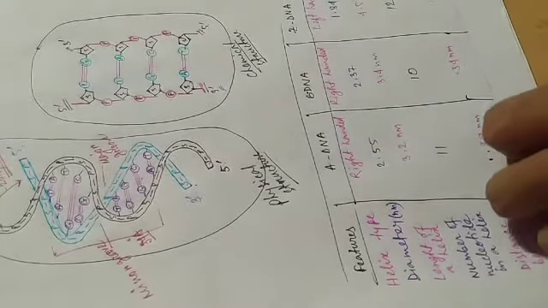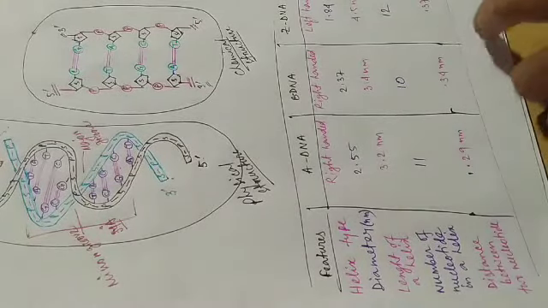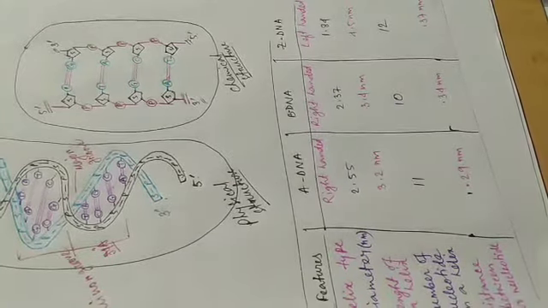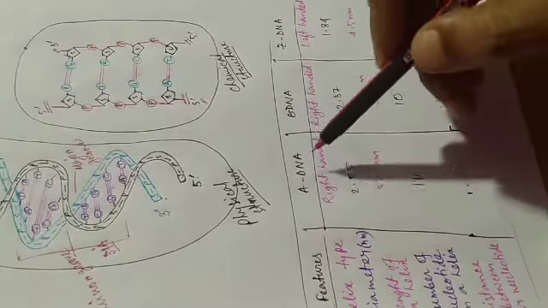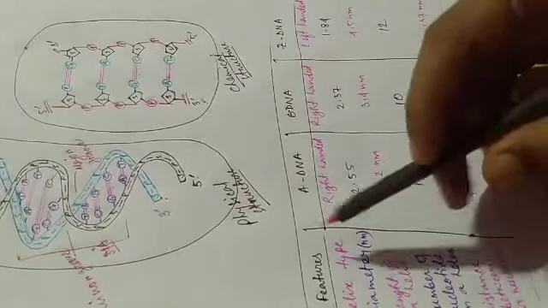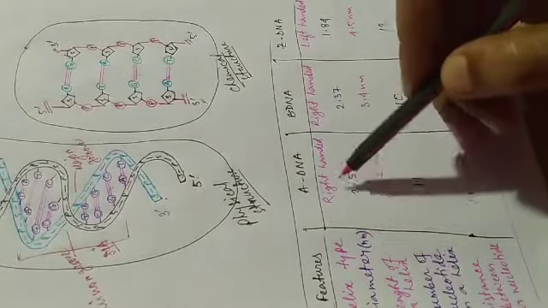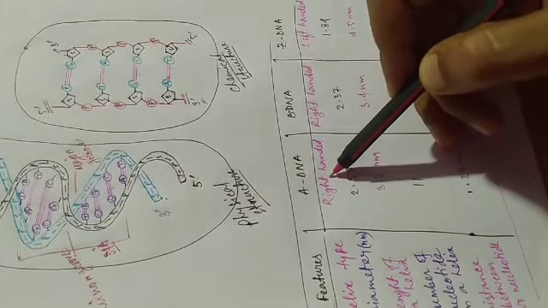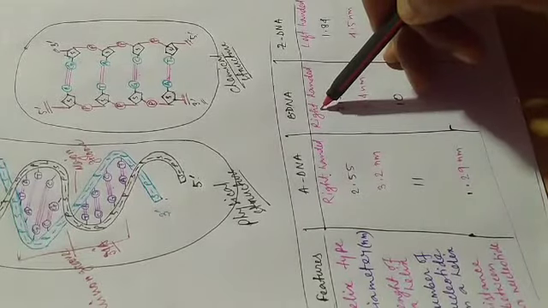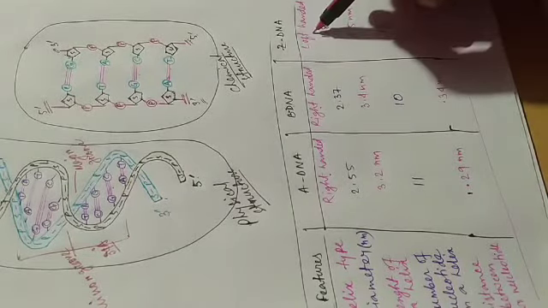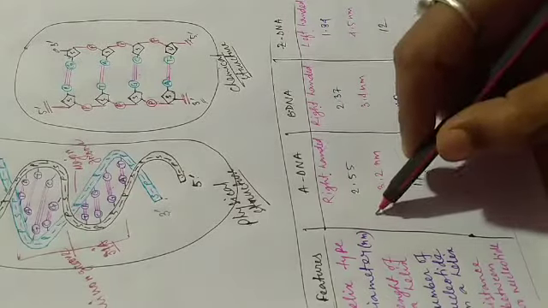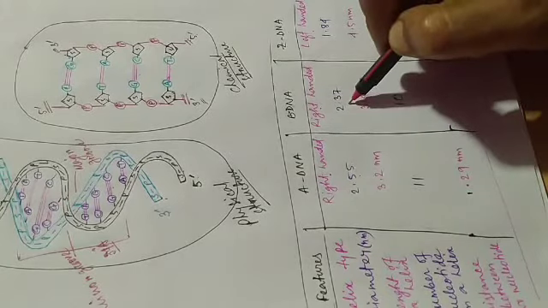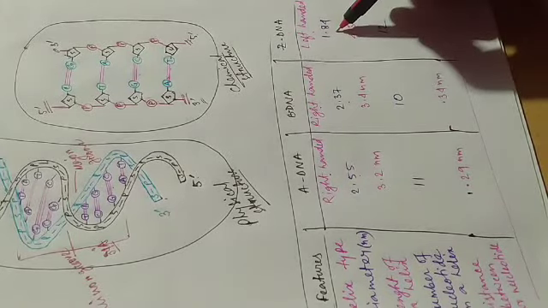Then look at that chart where I discuss the difference between the different types of DNA. Features: helix type. In A-DNA, the double strand is right-handed. In B-DNA also it is right-handed, but in Z-DNA it is left-handed. Then diameter. A-DNA has a diameter of 2.55 nanometer, B-DNA has 2.37 nanometer, and Z-DNA has 1.84 nanometer.